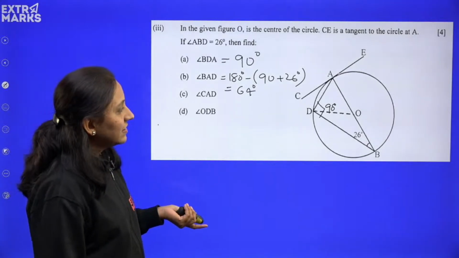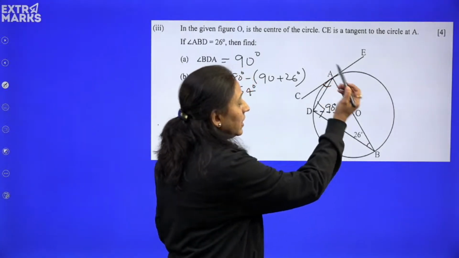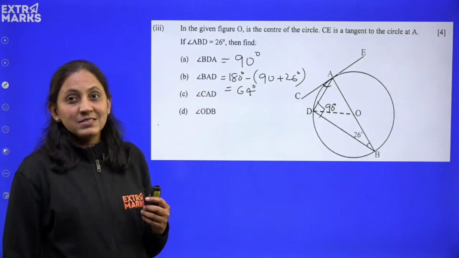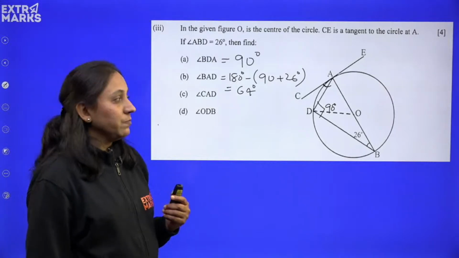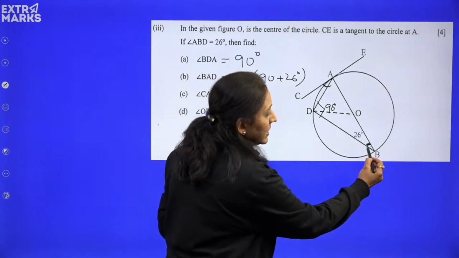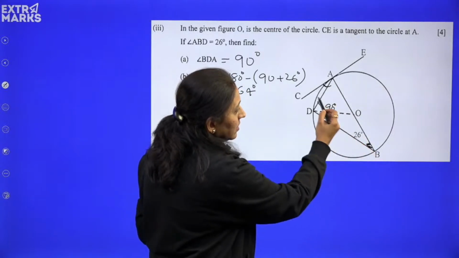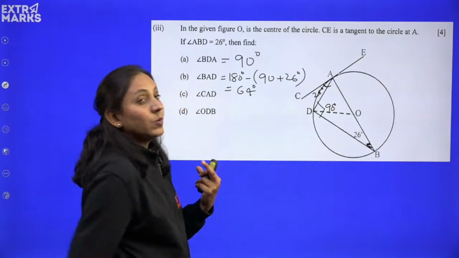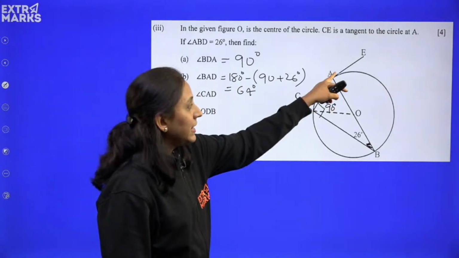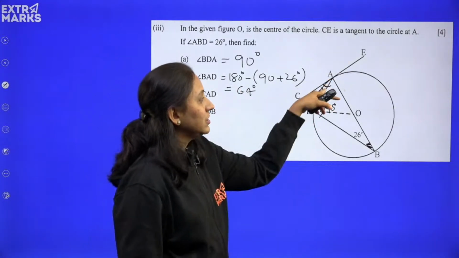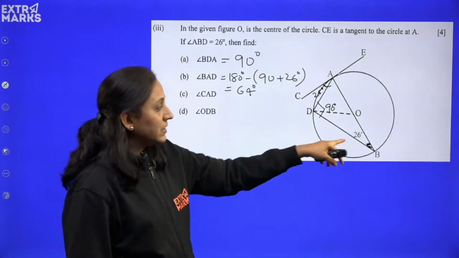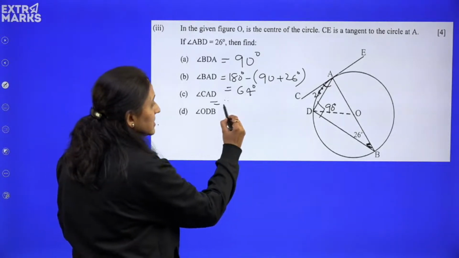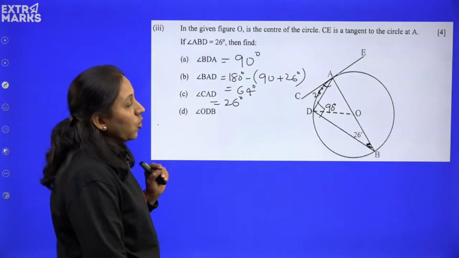Next, CAD. I hope everybody is able to understand that CAD, again, is equal to the angle in the alternate segment, right? So this is the angle 26 degrees which is subtended by the chord AD here. So CAD also will be equal to 26 degrees. If you take AD as the chord, the angle between the chord and the tangent is 26 here, and this becomes the angle in the alternate segment. Okay, so CAD is 26 degrees and angle ODB.